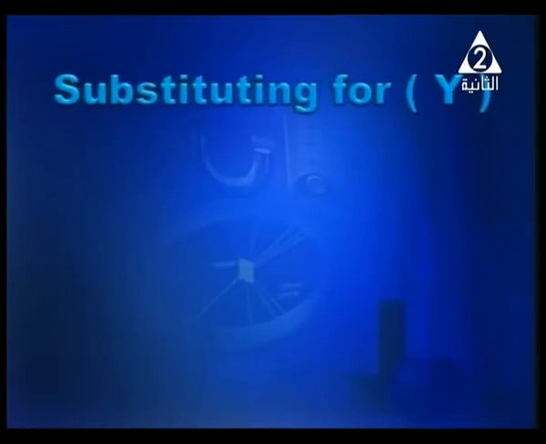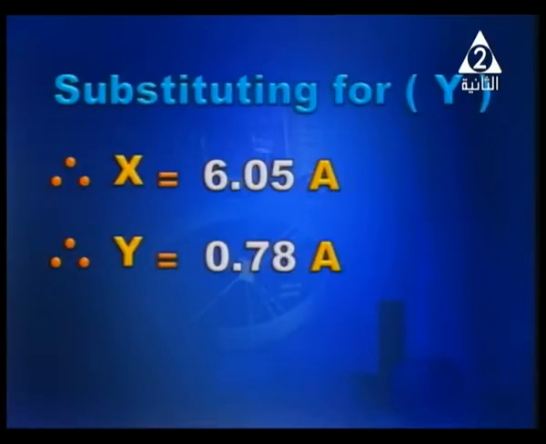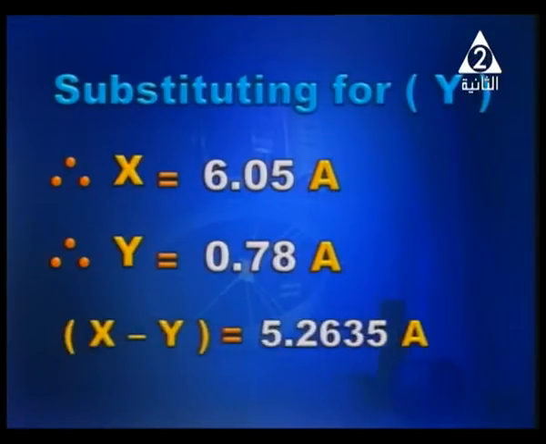Okay, substituting for y, x is 6.05 ampere, and y is equal to 0.78 ampere, and x minus y will be 5.2635 ampere.